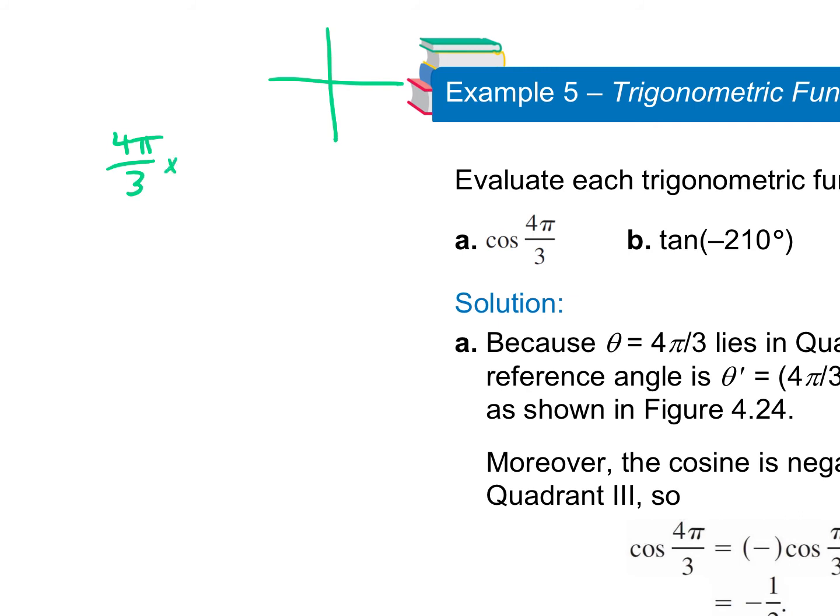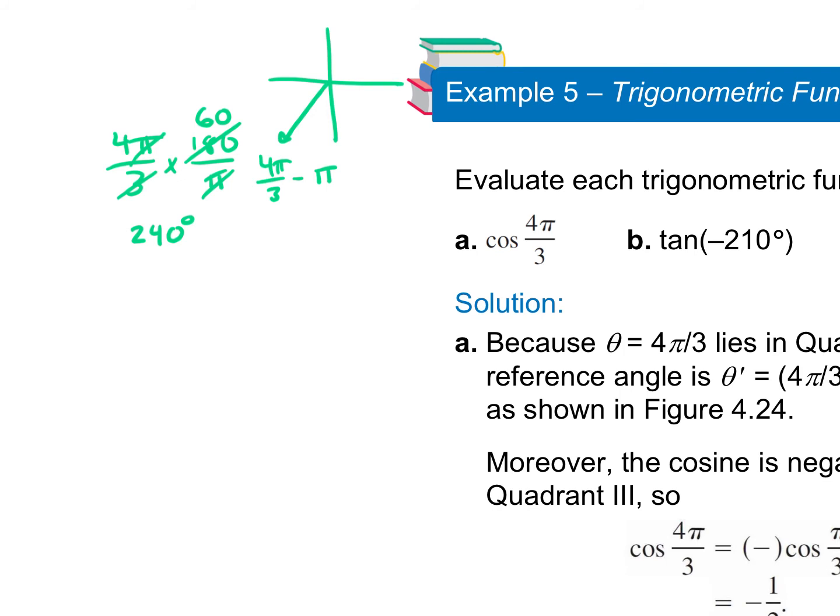Change it to degrees. So I'm going to multiply by 180 over pi. So the pi's cancel. 3 goes into 180 60 times, and 4 times 60 is 240. So what quadrant would 240 degrees be in? The third quadrant. So in the third quadrant, I'm going to use my formula theta minus 180, or I can do 4 pi over 3 minus pi.